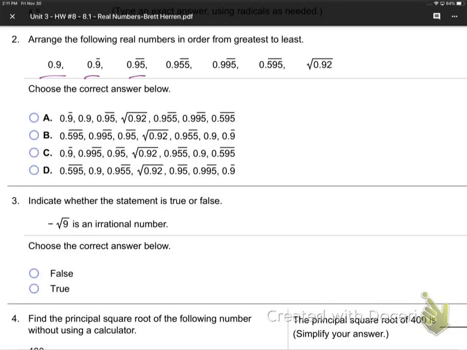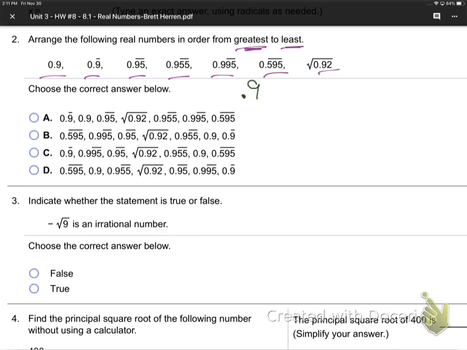0.9 bar, 0.95 bar, 0.955 bar, and so on. So they want me to arrange them from greatest to least, biggest to smallest. All right, well, remember what I suggest? Just write them out a few decimal places, and kind of line them up. It's all about the lineup, right? So I'll do that. So the first one, 0.9.